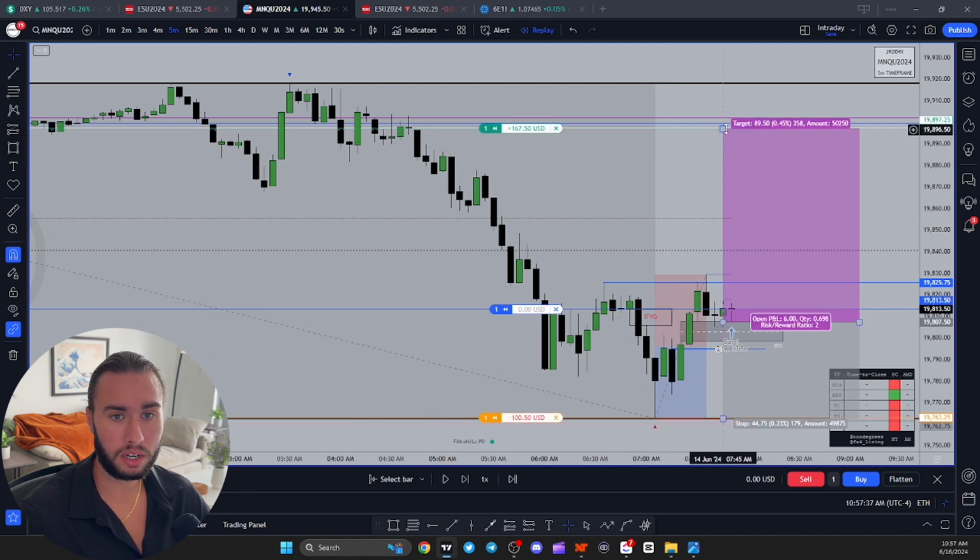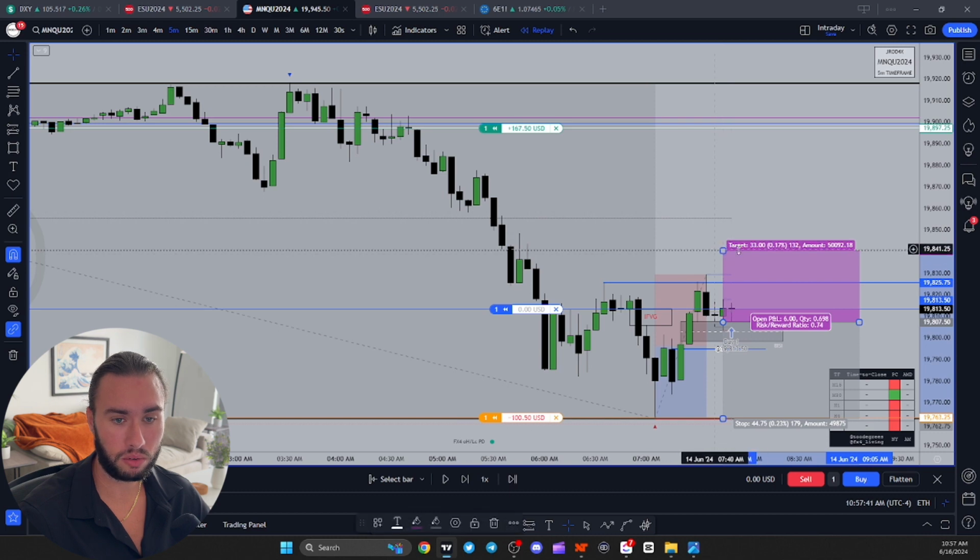And again, you can target a 2R, you could target 50% of the daily candle. That is a great target. Or you could target a run on an old high or low. So we have this high here, right? That's a 0.92R. We have this high right here, and that's a 1.56R.